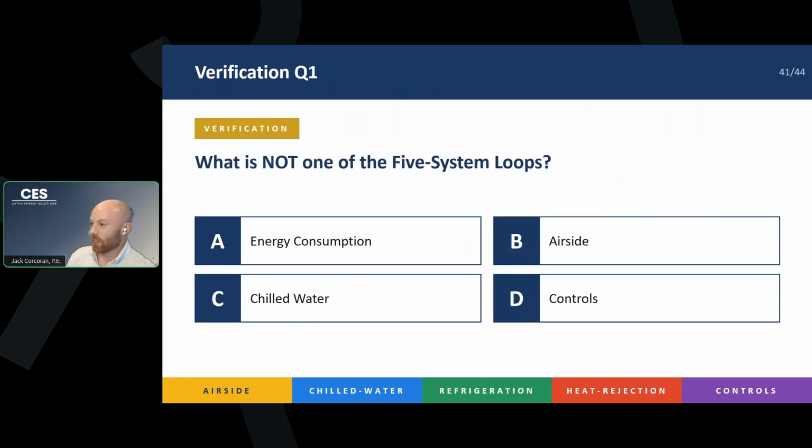So this presentation is PDH. There are 3 questions at the end here, and we'll quickly run through them. Which one of these is not part of the 5 system loops? We have A, energy consumption, B, air side, C, chilled water, or D, controls. I'll give you a second to think about it. Or you can just look at the bottom of the screen and figure out that the answer is A. Energy consumption is not one of the 5 loops. Airside, chilled water, and controls are.